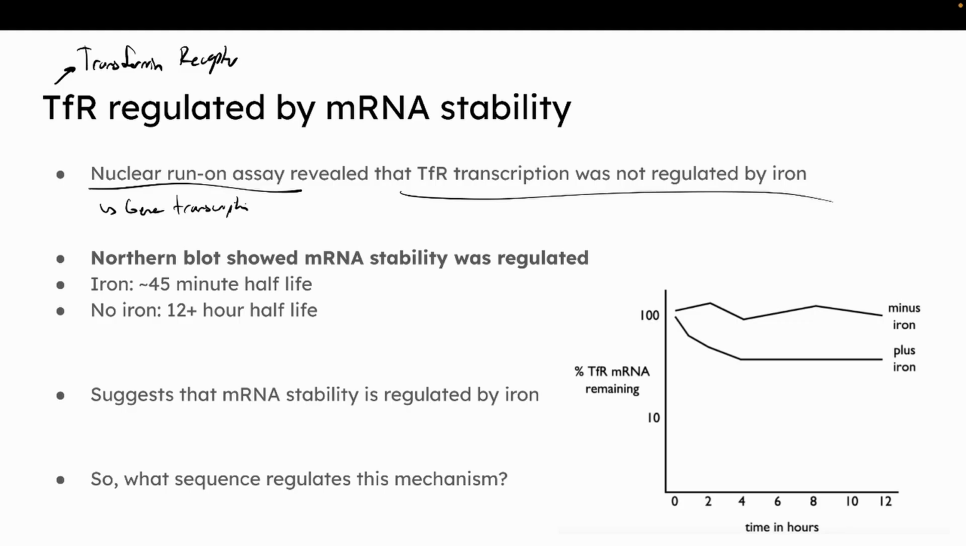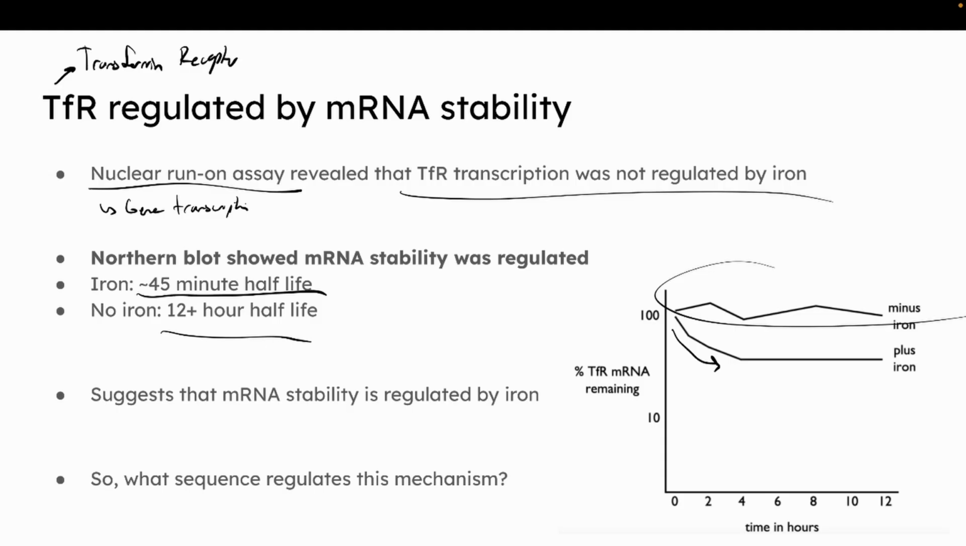And basically, you can see the graph on the right. When there was no iron, you saw that the mRNA was pretty stable. There was a lot of mRNA remaining. But when you added iron, there was a sharp drop in how much mRNA was there. Now, they calculated the half-lives of these. So when there was iron, it was about 45 minutes before half of the mRNA went away. And in no iron, there was a 12+ hour half-life. This also just means they didn't find a half-life because it just didn't decay. And so this suggests that when you have a lot of iron, you actually get mRNA decay. The regulation is not at the transcription level, it's at the degradation level, of mRNA stability.